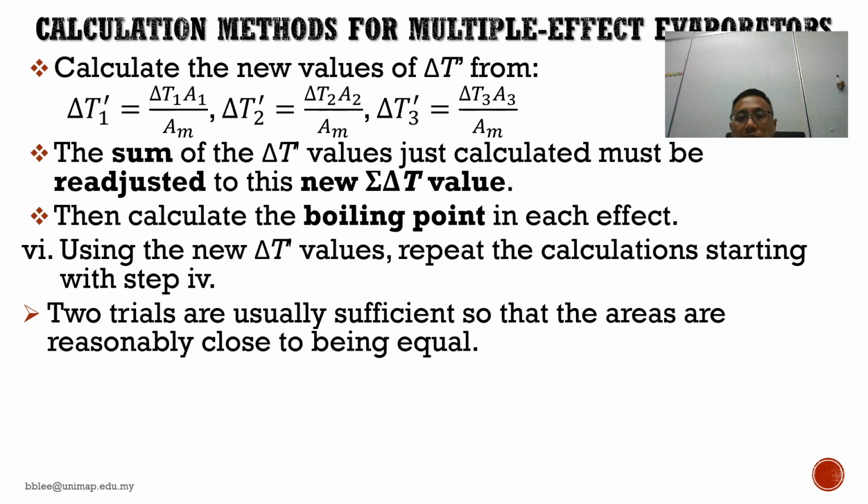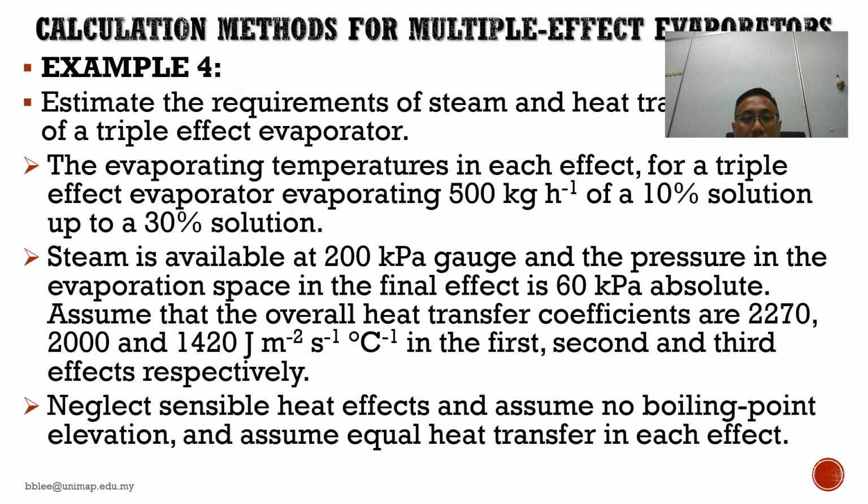Two trials are usually sufficient so that the areas are reasonably close to being equal. So if the total areas are almost equal, then we can stop. Okay, so let's have a look whether we understand the concept or not.